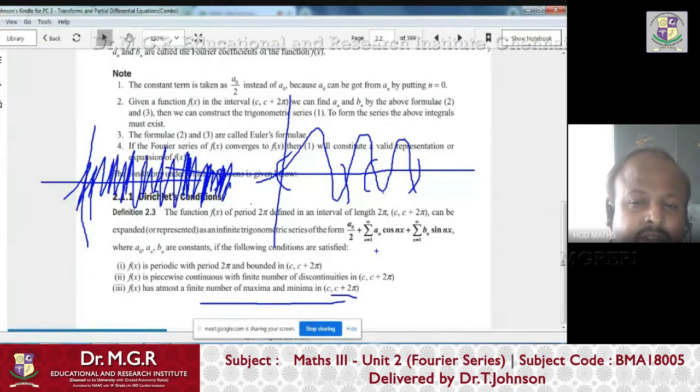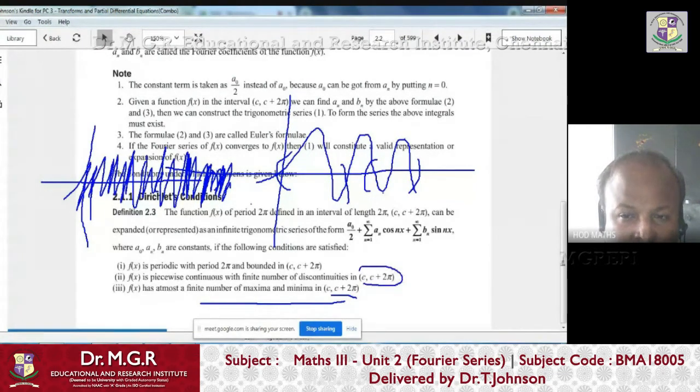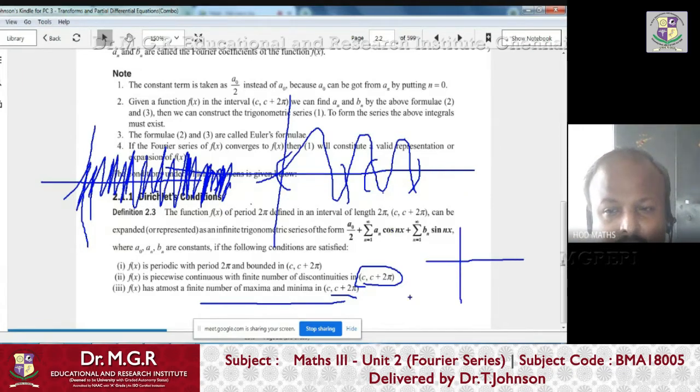So one thing you should remember, the function is not defined from minus infinity to infinity. It is defined only from c to c plus 2 pi. Then you may ask, sir, what happened, whether the function is not there in other places? It is there. But once you give the representation for c to c plus 2 pi.